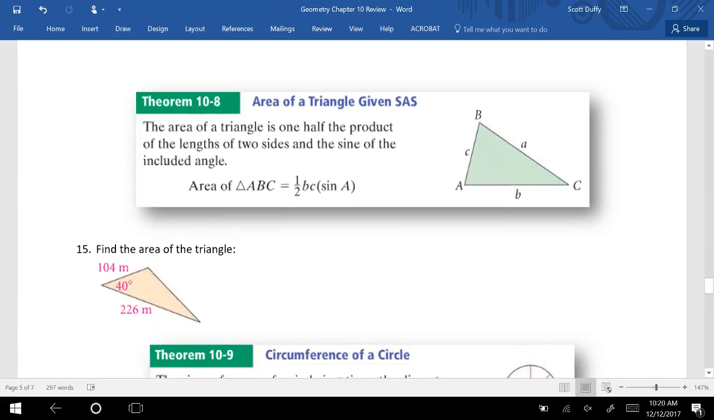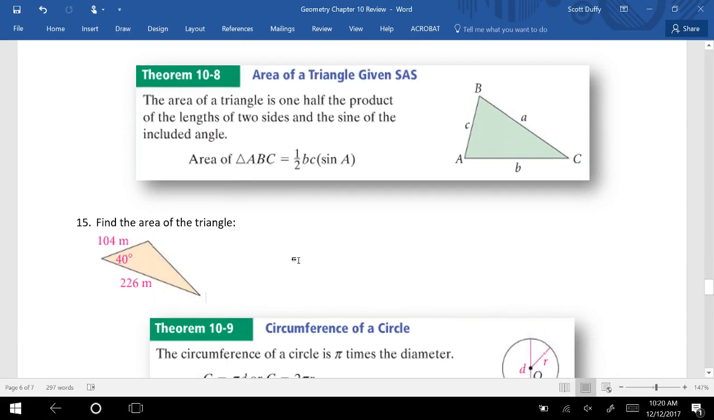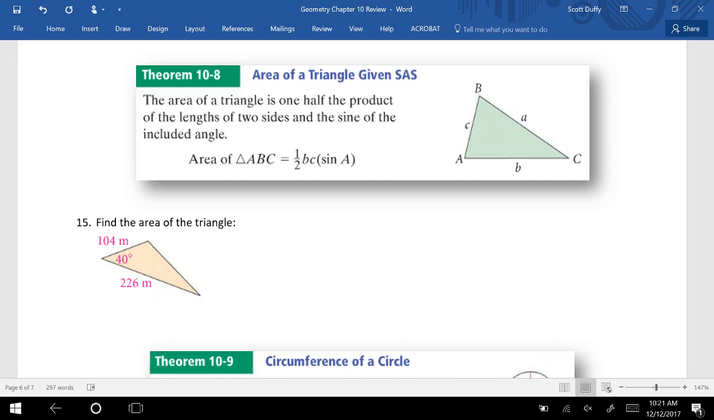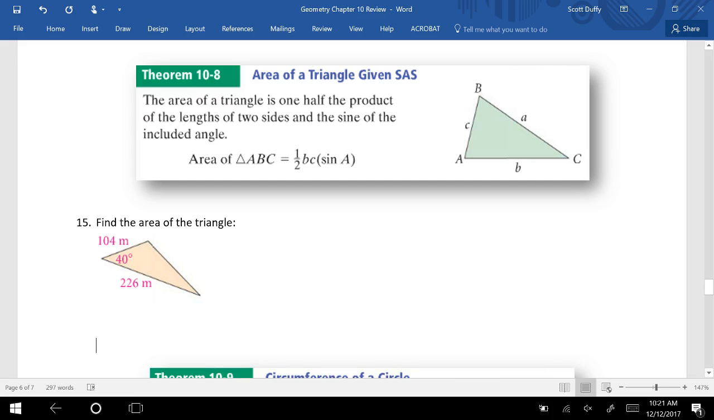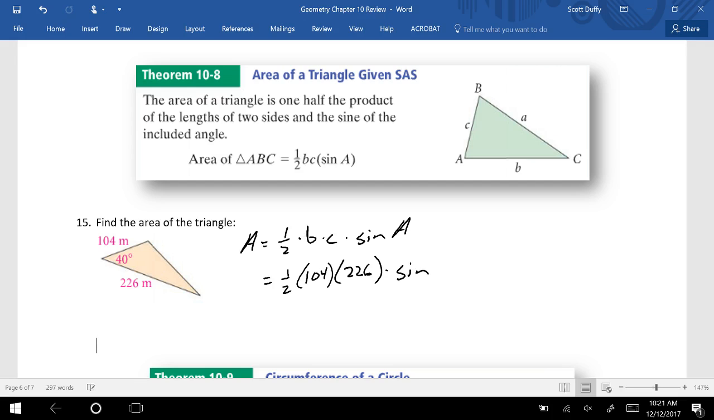Okay, so area of a triangle given 2 sides and the angle in between. The area is equal to 1/2 times those two sides times the sine of the angle in between. In this case, we're given sides of 104 and 226. So that would be our B and our C times the sine of 40, our angle. Multiply that out and you're done.